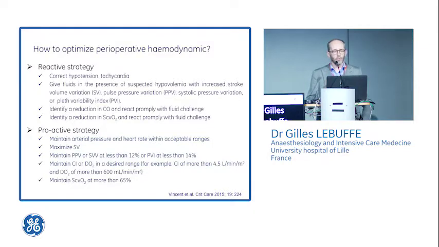So what sort of perioperative hemodynamic strategy can you adopt? You have at least to be reactive. You don't have to accept hypotension and tachycardia in your patient. So you have to be at least reactive, and you give fluid according to stroke volume or other parameters. But you have the option of a proactive strategy. And in this case, you can choose to maximize stroke volume in order to optimize your patient. But either way, you have to be reactive and correct hypotension immediately.